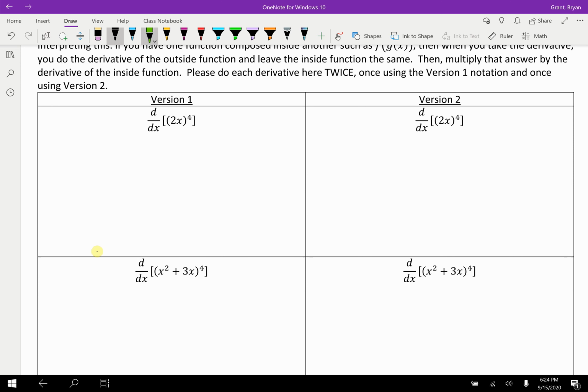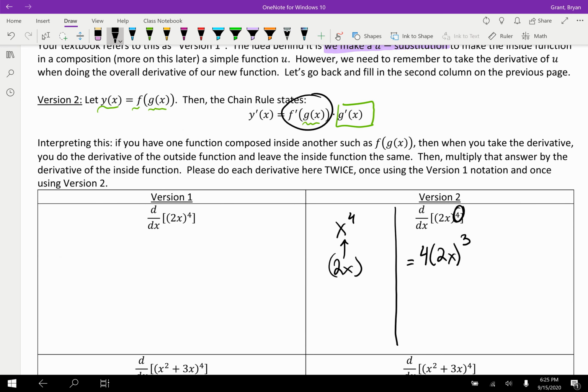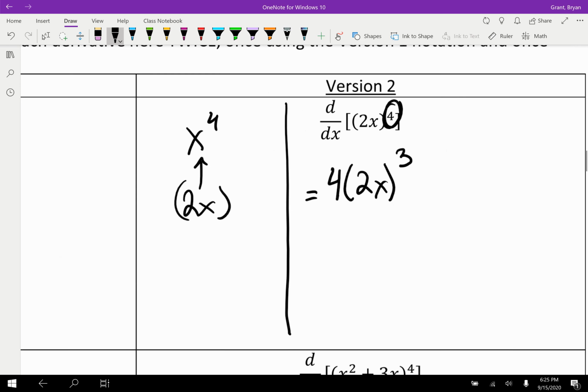For example, 2x to the fourth. Doing this little sidebar over here, we need to realize that we had x to the fourth, and then we took 2x and substituted it in for x, which means my exterior function is the fourth power, and the interior function is 2x. So what does the chain rule say to do? The chain rule says do the derivative of the outside function first. Well, how do we do the derivative of something to the fourth power? We bring the fourth power down, we keep the inside the same, and we get a third power. That is this first part right here. Do the derivative of the outside, keep the inside the same. We did keep the 2x the same.